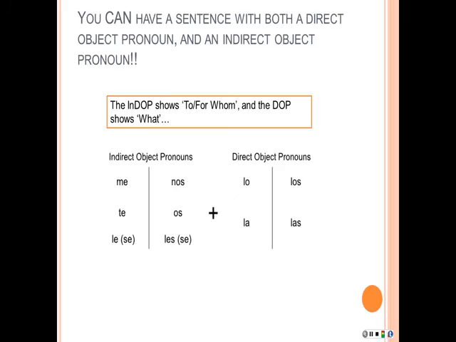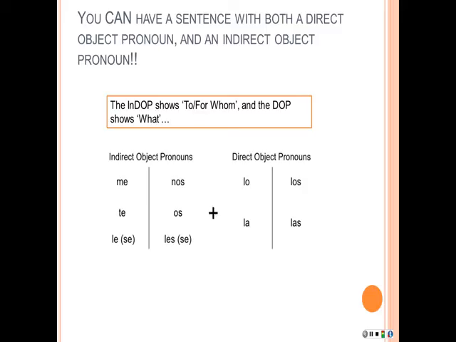So you can have a sentence with both a direct object pronoun and an indirect object pronoun. The indirect object pronoun shows to or for whom, remember, and the direct object pronoun shows what. So basically what we're doing is taking a sentence, and I'll show you an example in a minute, that takes a noun and replaces it with it or them, and then takes a person and replaces it with the indirect object pronoun for that person.